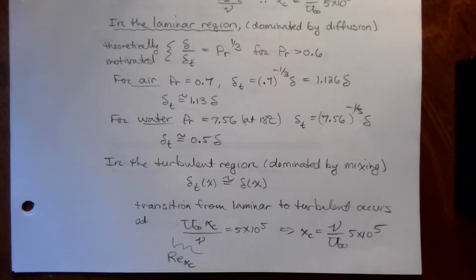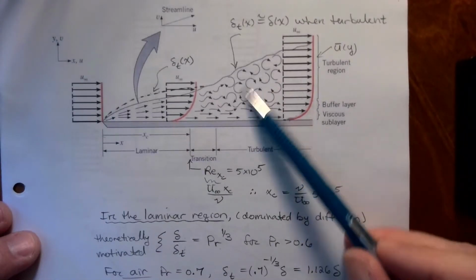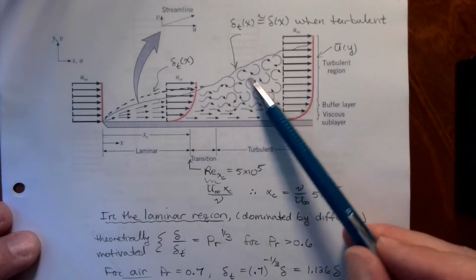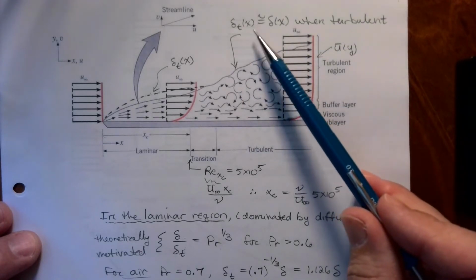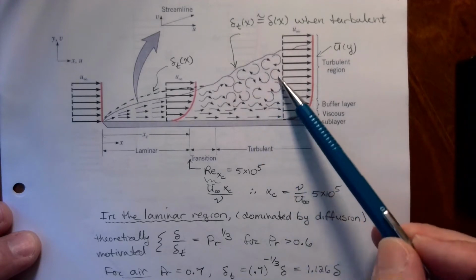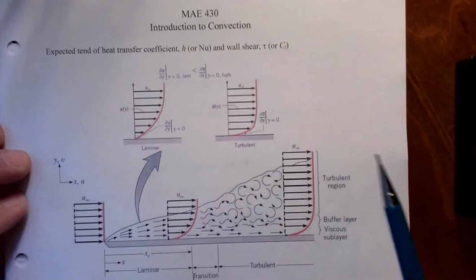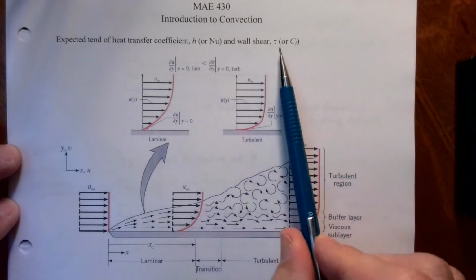In the turbulent region, however, with all of the mixing over here, the boundary layers are effectively the same. Mixing is dominating everything. So the mixing is dominating the momentum, is also dominating the thermal or energy distribution as well. So they're the same. And then we already talked about that transition. To talk about what we expect to find in the trend of the heat transfer coefficient and the wall shear.